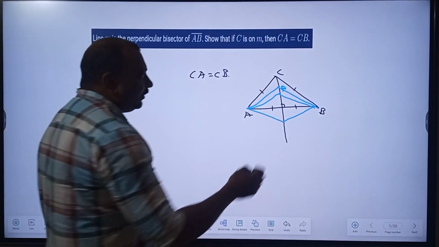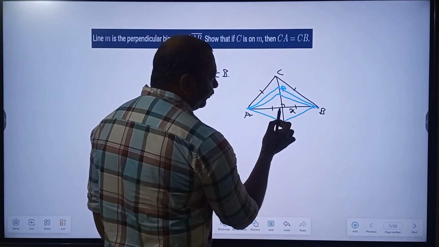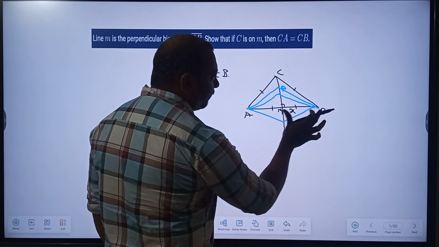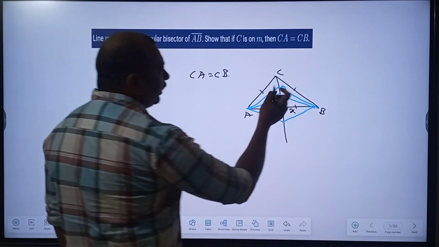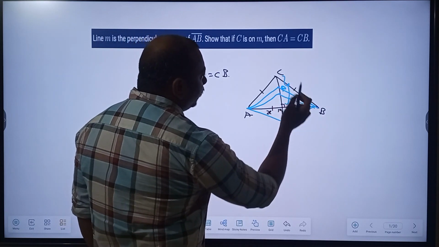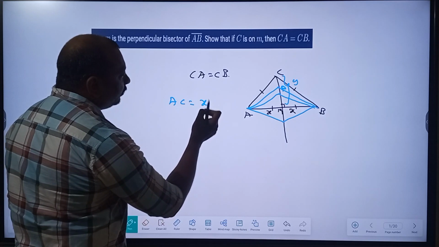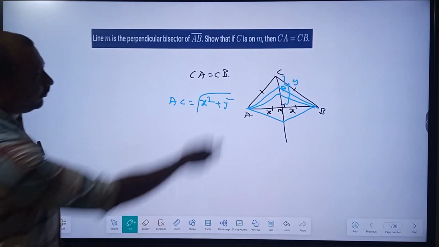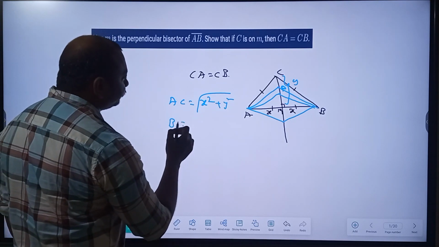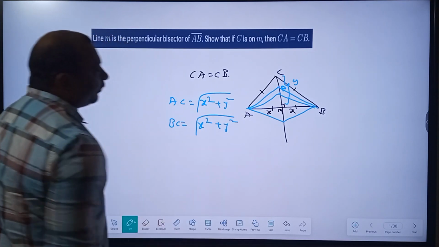Or we can say, let this be x, the length of this line. This point is some M, so MB is x and MA is also x, and let the total MC be equal to some y. What about this AC? It is the square root of x square plus y square. Similarly, BC is also the square root of x square plus y square.